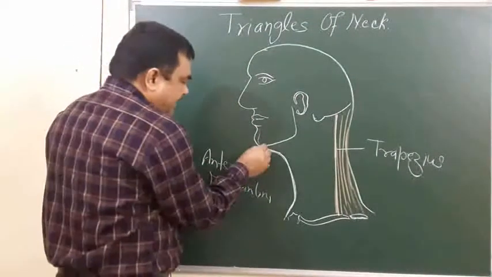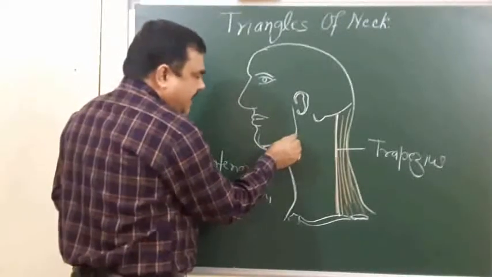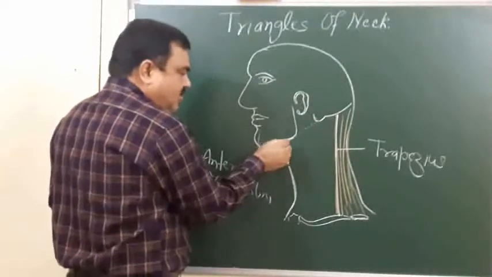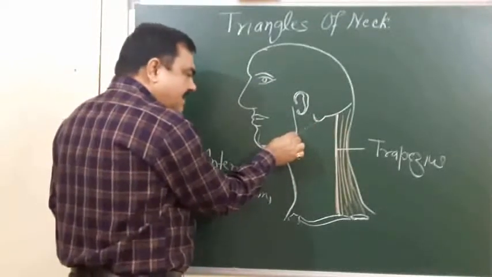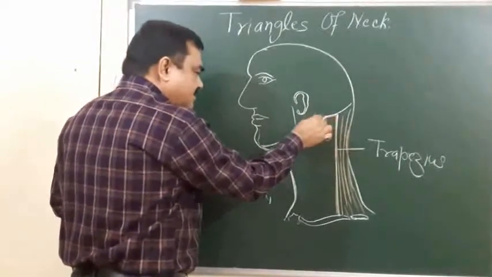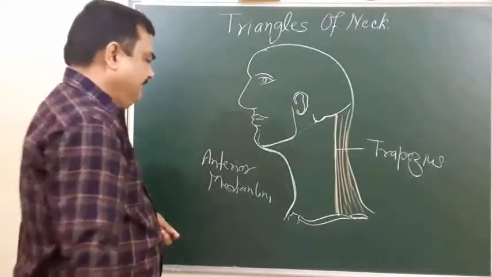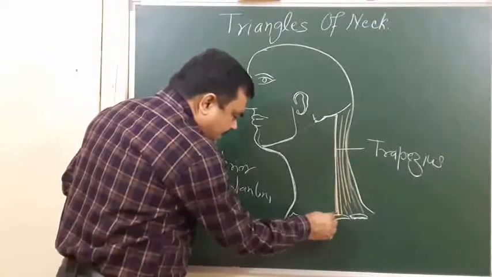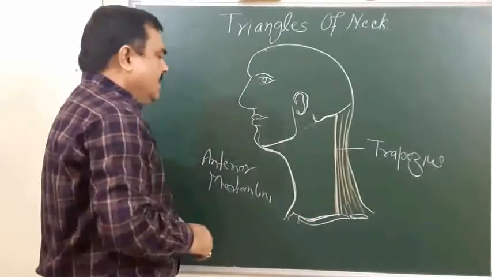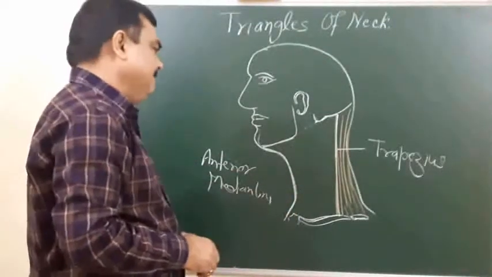Superiorly, it is bounded by the base of the mandible, the imaginary line between the angle of the mandible and the mastoid process, and the superior nuchal line. From this part to this part is the superior boundary. And here is the inferior boundary, this is the clavicle. So this is the side of the neck, quadrilateral in shape.